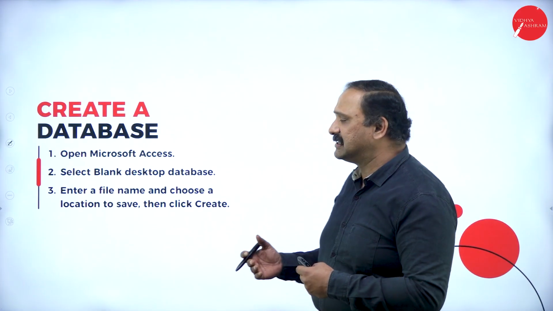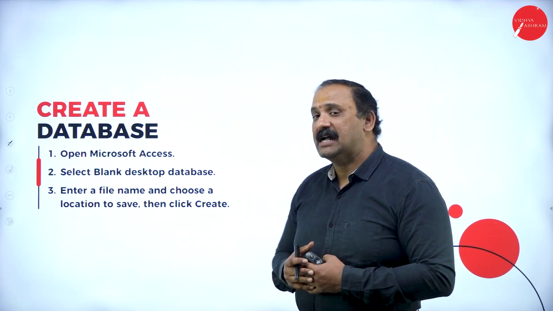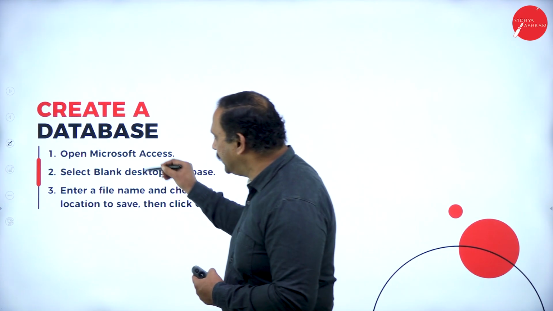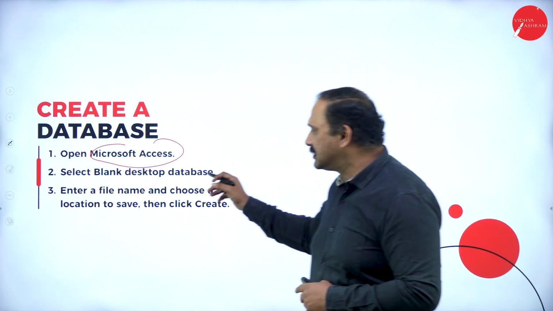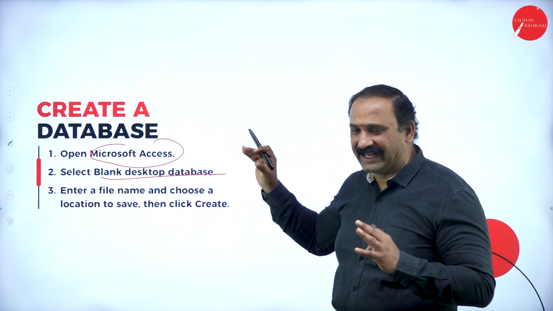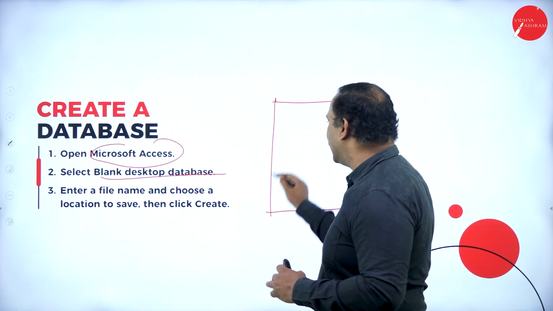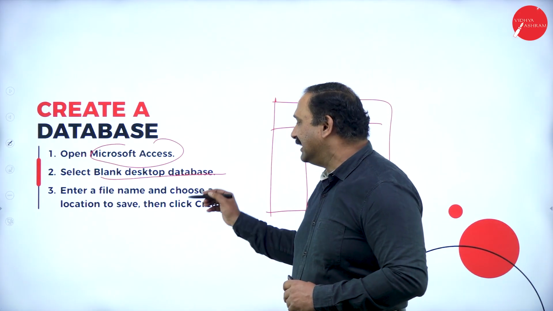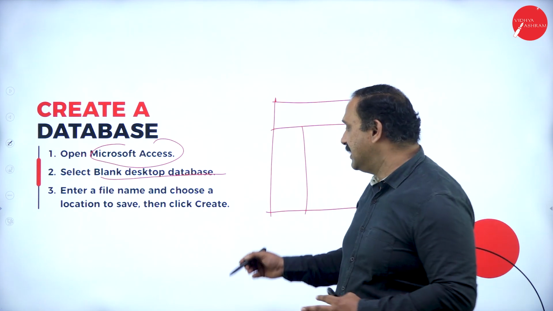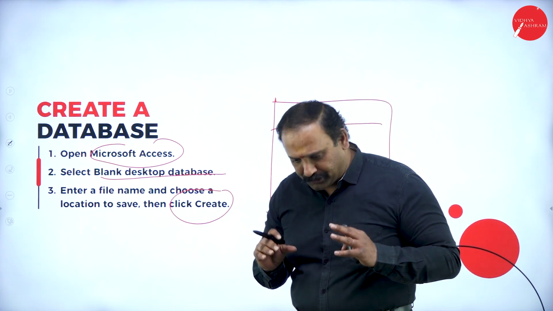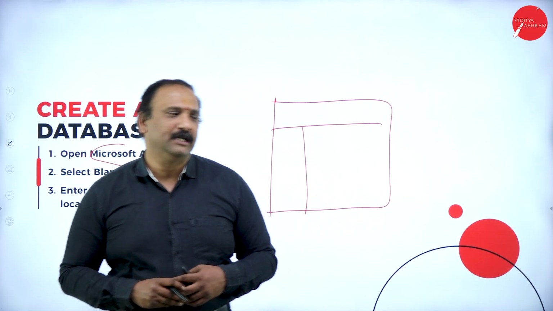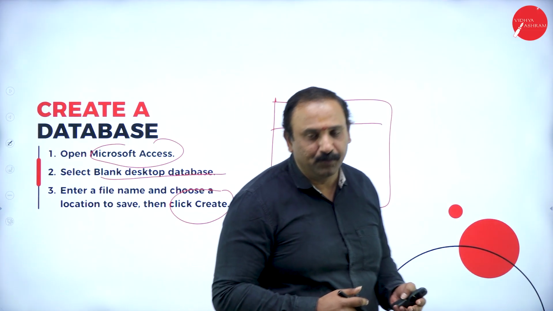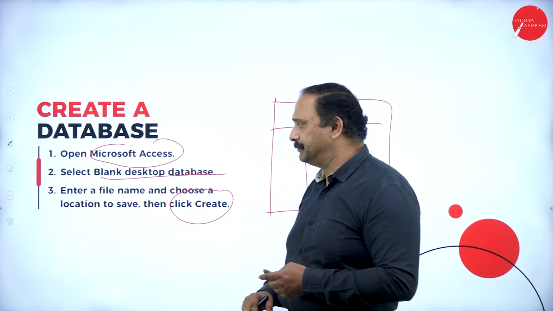Now, what does MS Access actually do? It helps you create a database. How does that database look? First of all, you need to open Microsoft Access in the application platform. Once you open it, you start by selecting a blank desktop database. Enter the file name, choose a location to save, and then click create. So what you're going to do now is create a database. Let's say that database can be about students, about a college, or about a classroom. You're going to name that database, create it, and save it at a particular location.